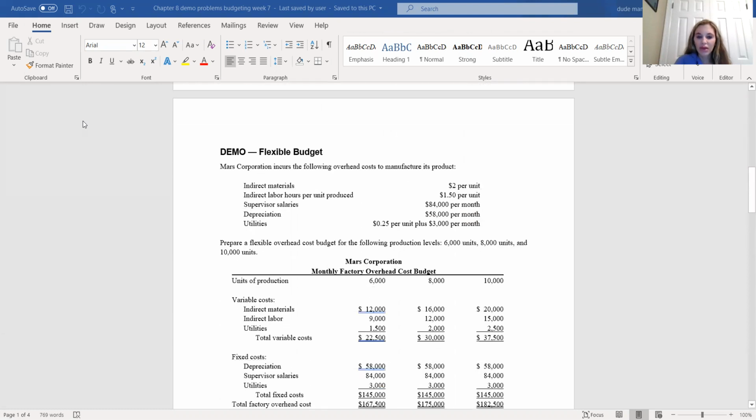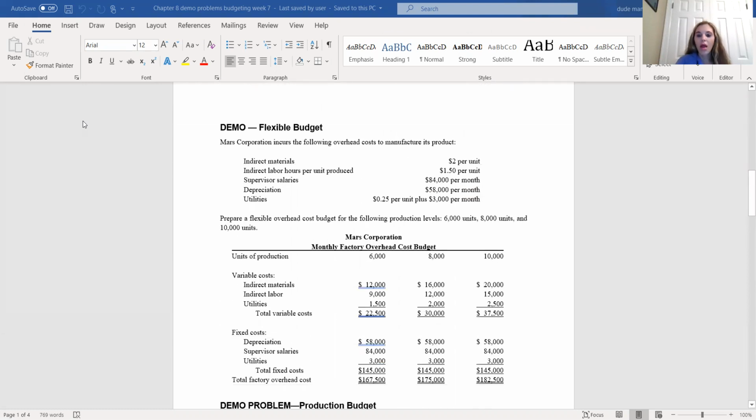What I really want to get to today is the demo, okay? This is going to be an example I share with you in the announcement so you can work through it yourself. But I want to go over this flexible budget example with you. Here you can see we're given a couple of different assumptions, okay? We have indirect materials, indirect labor hours, supervisor salaries, depreciation, and utilities. So if we look here, there is a flexible overhead cost budget that we are given. Now, how did we come up with these figures? Well, let's take a closer look.